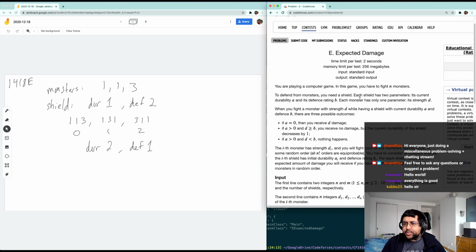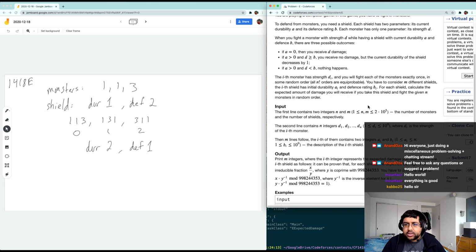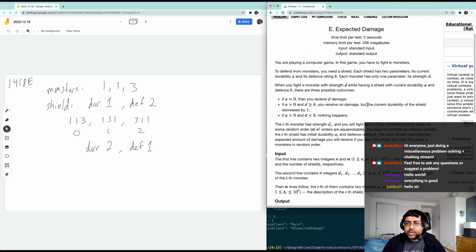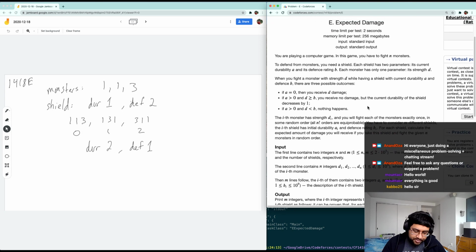By the way, I think this problem is an educational round E, so it's probably going to be pretty tricky. It's not like one of those just solve it and you're done problems.